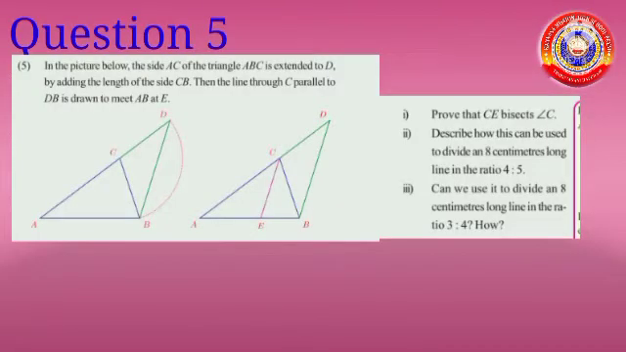Next, question number 5. In the picture below, the side AC of the triangle ABC is extended to D by adding the length of the side BC. Then, the line through C parallel to DB is drawn to meet AB at E. First sub-question, prove that CE bisects angle C. Second, describe how this can be used to divide an 8 cm long line in the ratio 4:5. Third, can we use it to divide an 8 cm long line in the ratio 3:4?